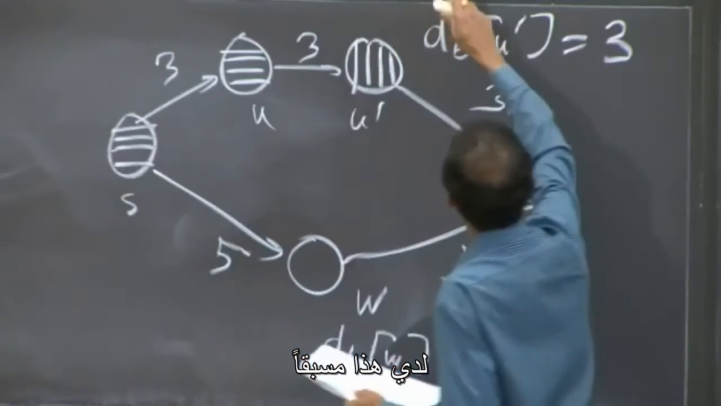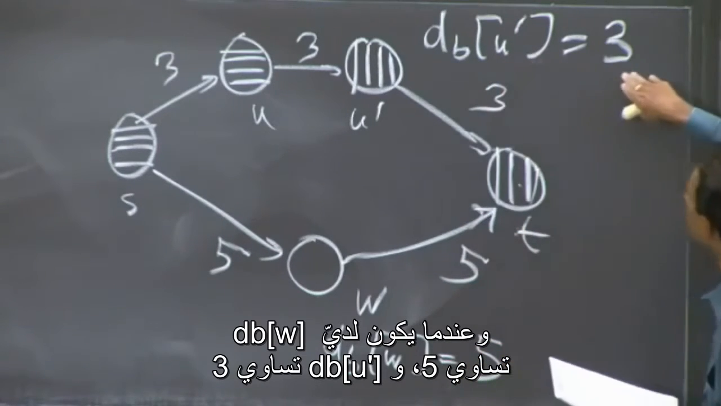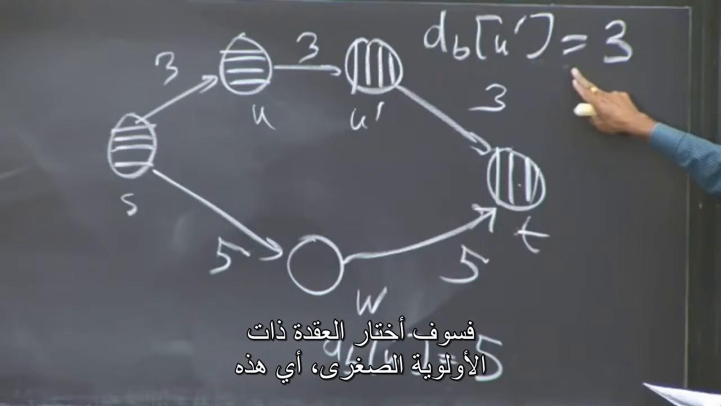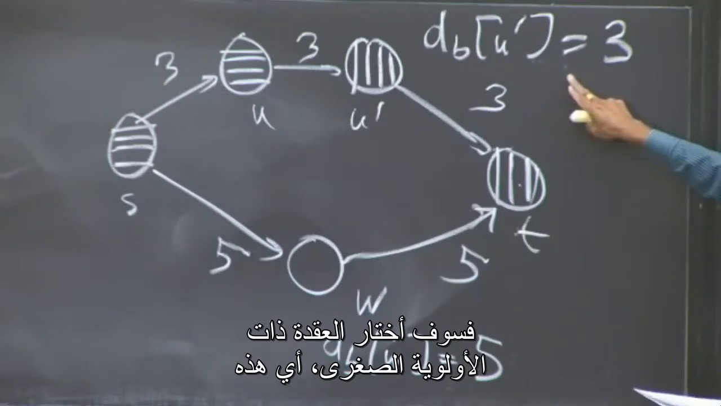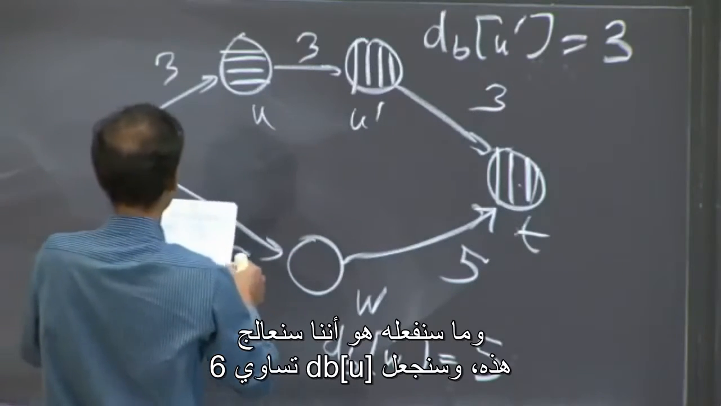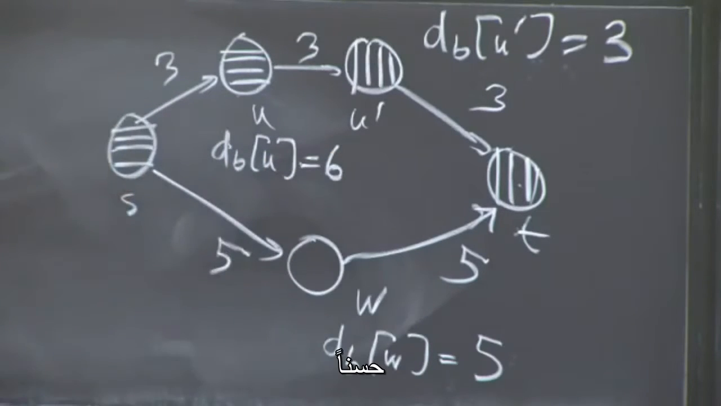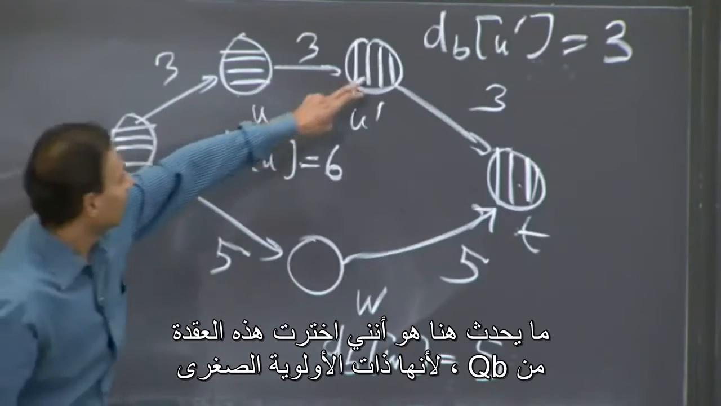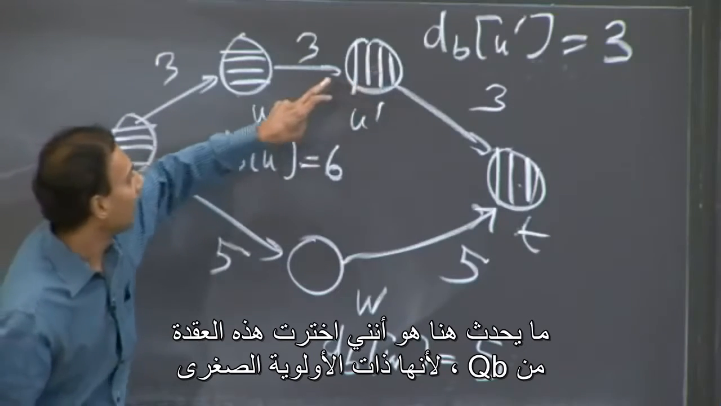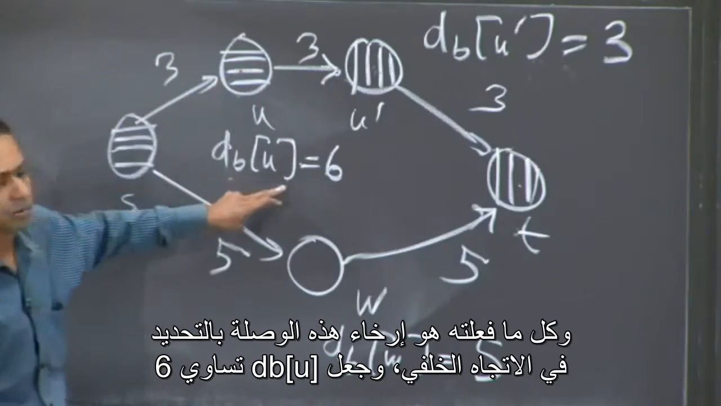So that I already had. And so when I have dB of W equals 5 and dB of U prime equals 3, then obviously I'm going to pick the one with the min priority, which corresponds to this one. And what it's going to do is it's going to go process that and set dB of U equals 6. All right? So what happened here simply was that I picked this vertex off of QB, because that was the min priority. And all I did was relax this particular edge in the backwards direction and set dB of U equals 6.